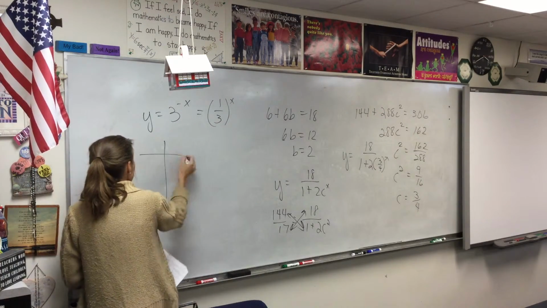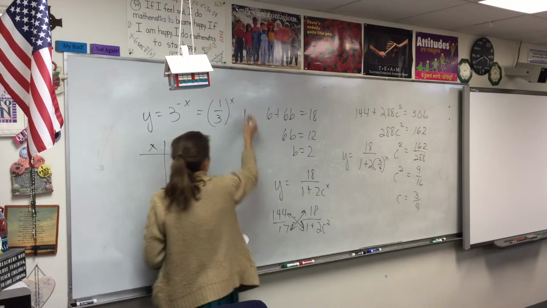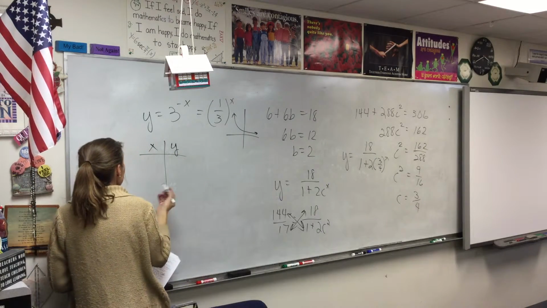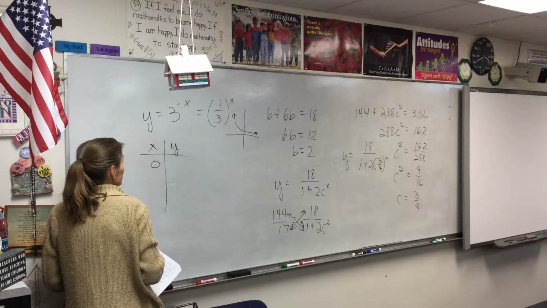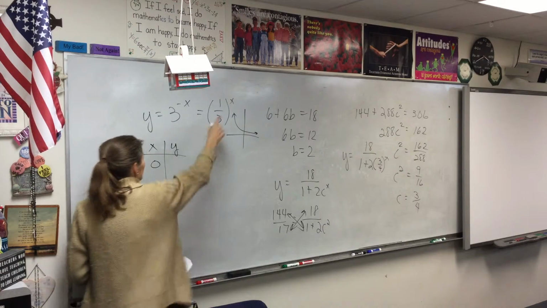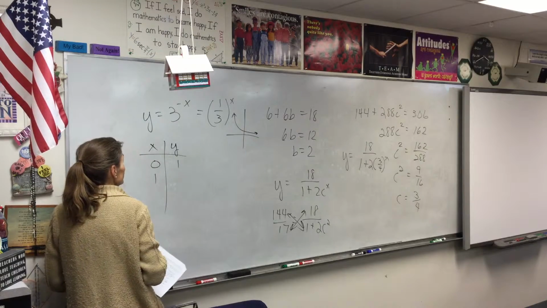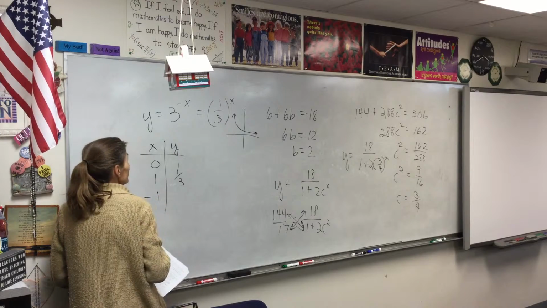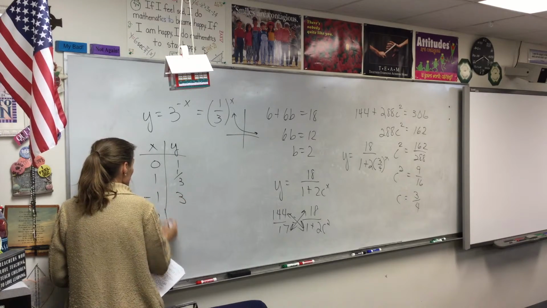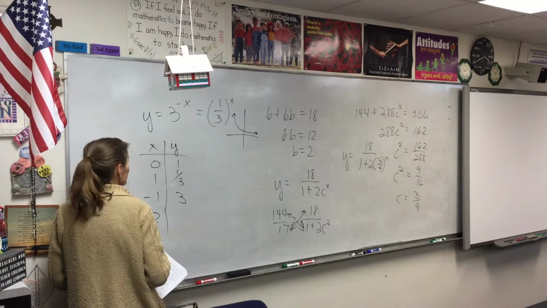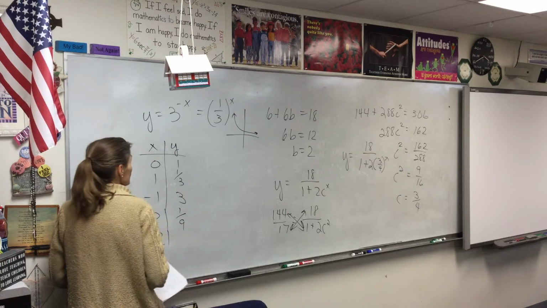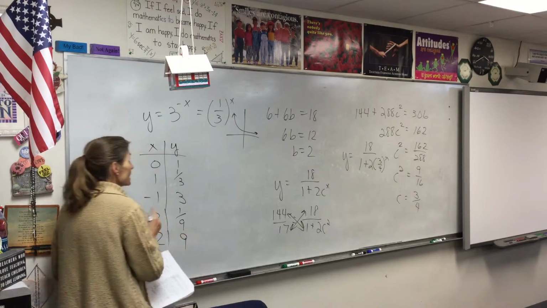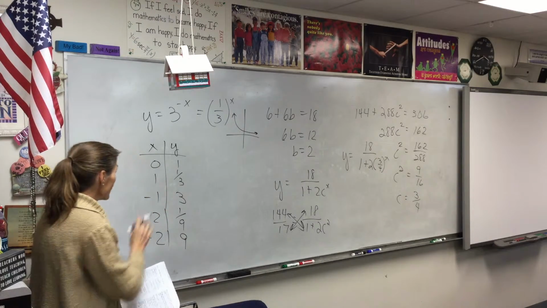Sketch by plotting some points. Well, I have a good idea what it looks like without plotting points, right? But if I want to be a little more accurate, okay, what if x is 0? 1. What if x is 1? What if x is negative 1? How about 2? 1/9. How about negative 2? 9. The negative exponent flips it over. So that's probably enough.